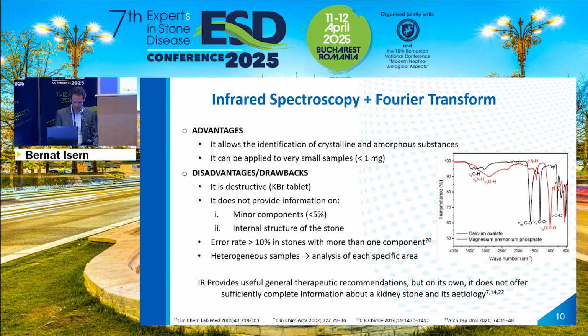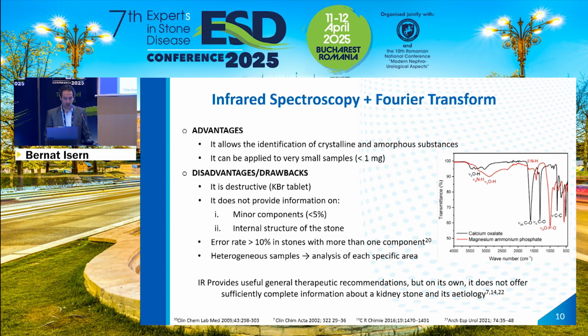Regarding infrared spectroscopy, although it can be used for very small samples, it has many limitations. It's usually a destructive technique. Also, it doesn't provide information about the internal structure of the stone or minor components, meaning less than 5% of the stone. Additionally, it has an error rate of over 10% when analyzing stones with multiple components, which are the most common.